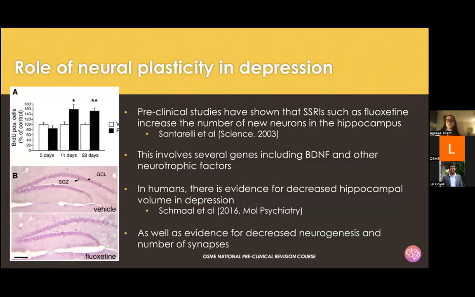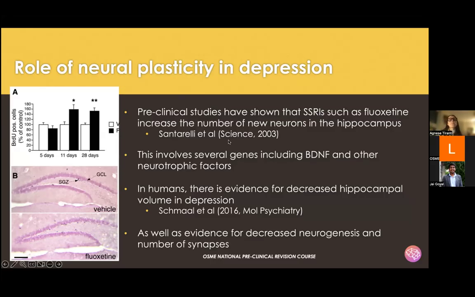So, the role of neuroplasticity. Studies, not quite in humans, have shown that SSRIs increase the numbers of new neurons in the hippocampus, which you can see here. BrdU is a marker of new neurons, and you can see that with time the proportion increases in the fluoxetine group, but it does not increase in the vehicle group. You can also see visually that the neurons marked with BrdU increase in numbers in the fluoxetine group.